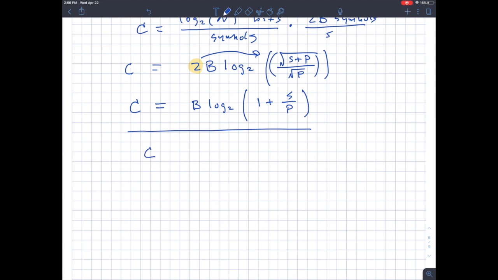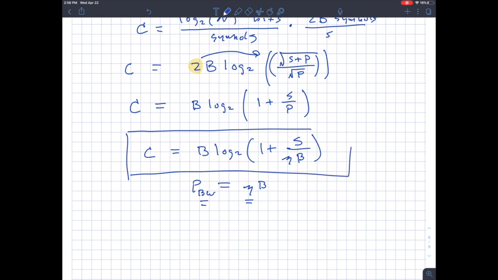And I've already told you that sometimes you'll see this as b log 2 of 1 plus s over eta b. Because p is a function of bandwidth, and if it's additive white Gaussian noise, p as a function of bandwidth would turn out to be eta times b, where eta is just a constant you can use to adjust for the actual noise level. So there we have it. That's the channel capacity result. This is in bits per second.